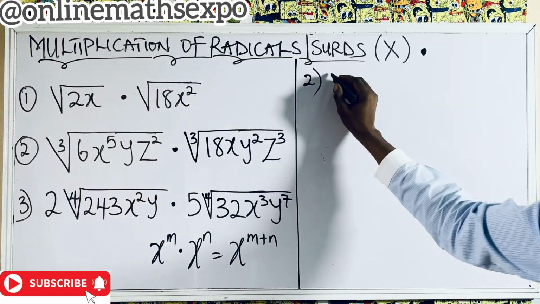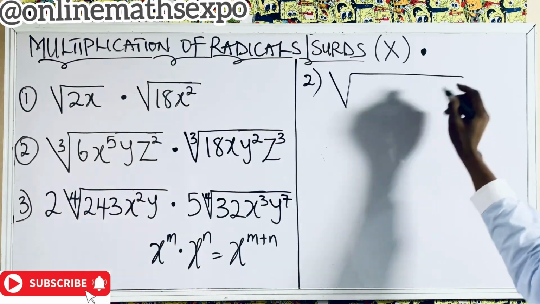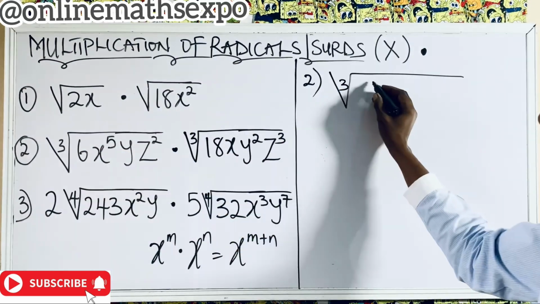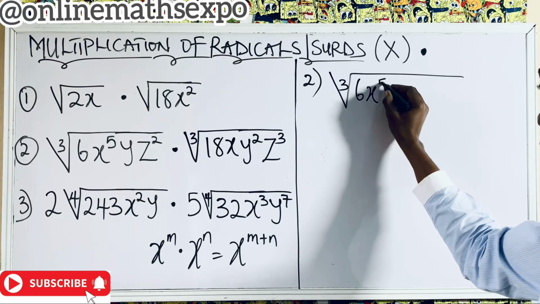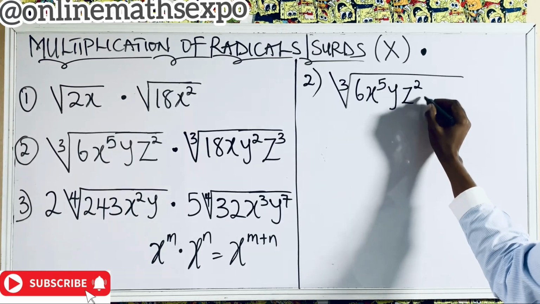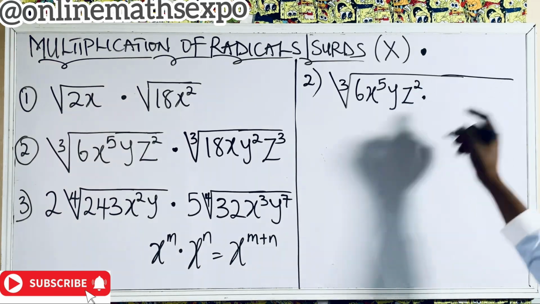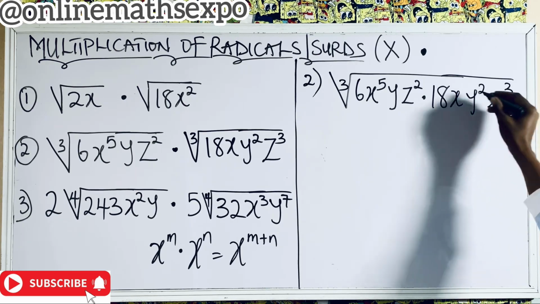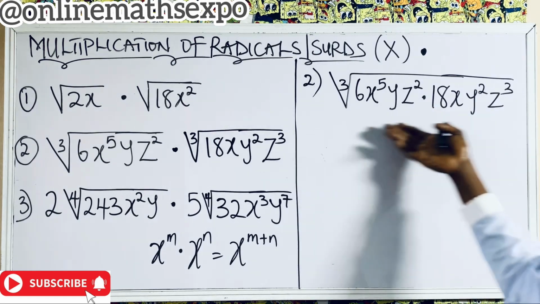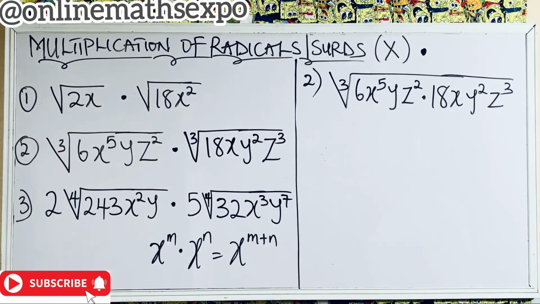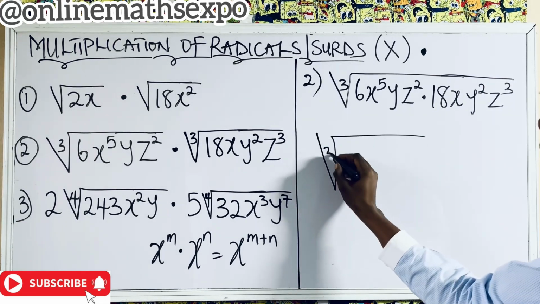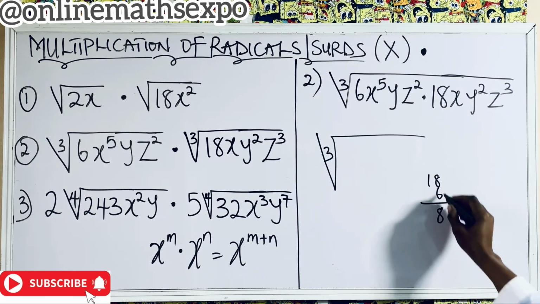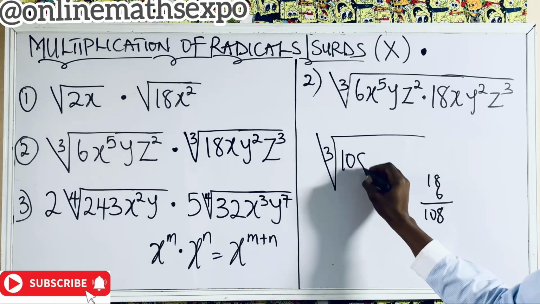So we're going to take one cube root because both are cube roots, okay? Then we bring all the radicands inside. We have 6x to the power of 5 y z squared multiplying 18xy squared z cubed. Did you see that? So let's multiply this out. In that case, we're going to have cube root, 6 multiplies 18. You can quickly do that. This will give us 108.